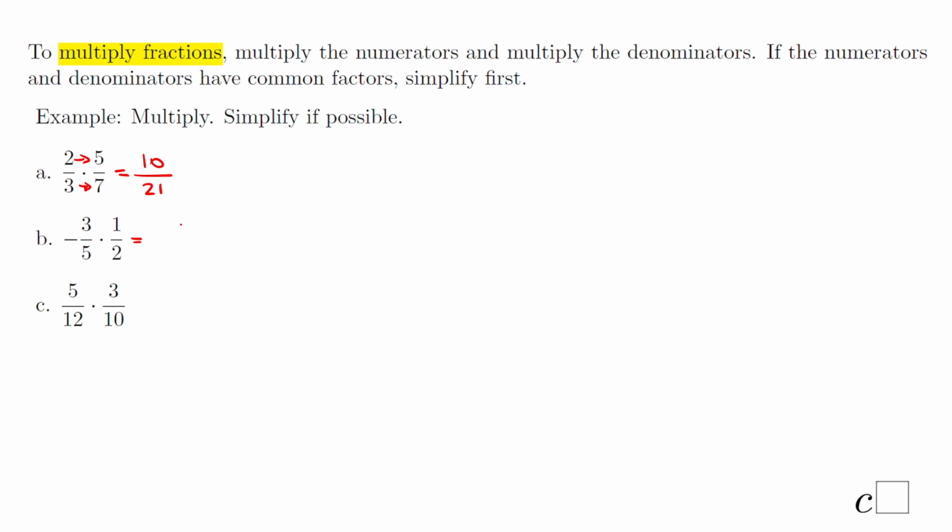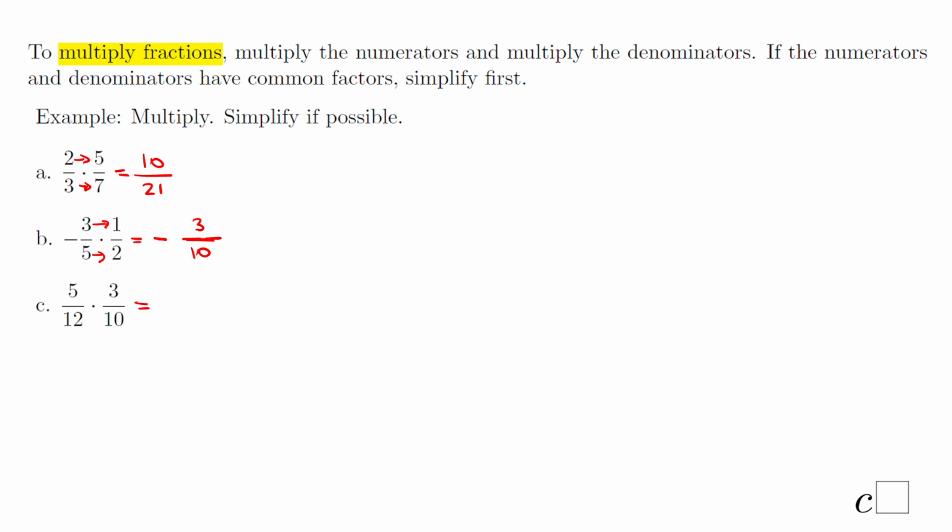What about the second one? We notice again there is nothing to simplify here, so we're gonna multiply, and we have a positive and a negative, different sign. The result will be negative. And we have 3 times 1 it's 3, 5 times 2 is 10. That's it.